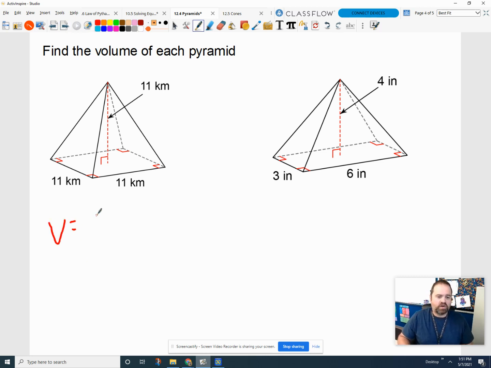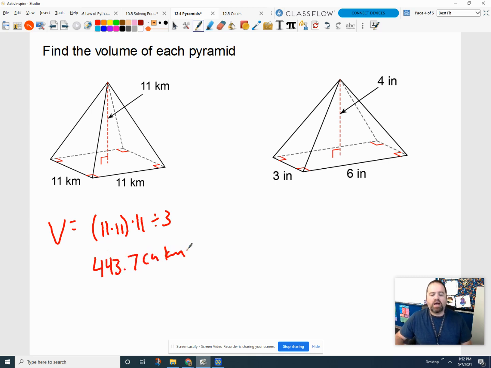So this one has a volume of 11 by 11 by 11, and then divide by 3 at the end. So this one has a combined volume of 443.7 cubic kilometers. Be careful on these with your units. They are cubed. Make sure you're rounding, all of that fun stuff. You will get a decimal on a lot of these because you're dividing by 3.